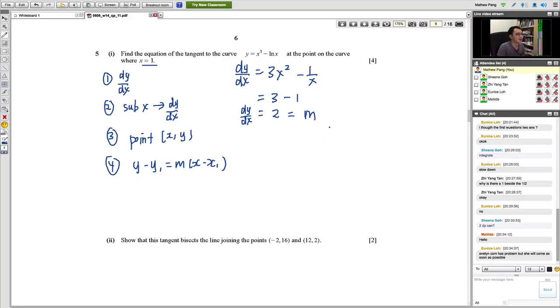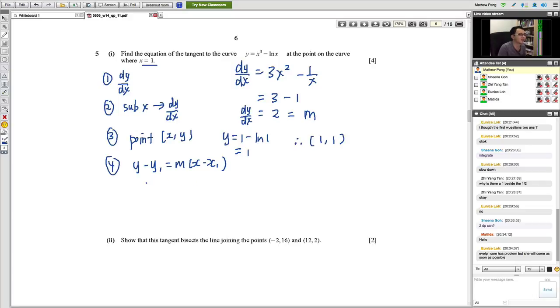Okay, it's m. And then you need to have one point, because now you only have x equals 1, you do not have the y value. So I will substitute 1 into y here. So basically y will equal 1 minus log 1. You can leave it like this, or you can change it to decimal also. So 1 minus log 1, what is it? Oh, log 1 is 0. Okay, y is equal to 1. So now you will have a coordinate (1, 1).